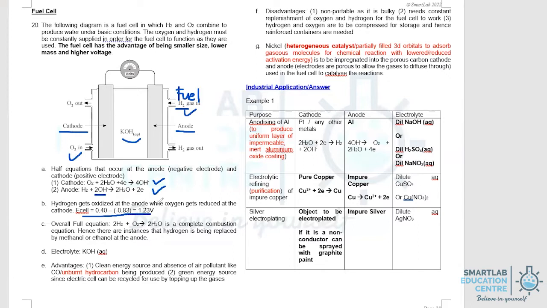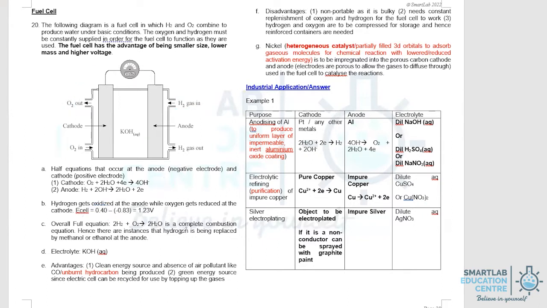The reason why the E cell value under normal circumstances is lower than 1.23 volt is because the partial pressure of oxygen is not 1 bar, since most of the time air is being used to pass through the cathode, which comprises 20% of oxygen. So in this case, the actual partial pressure of oxygen is about 0.2 bar, which is lower than 1 bar. Hence, we will expect the E reduction value to be lower than 0.4 volt. And because of this, the cell potential will be expected to be less than 1.23 volt.